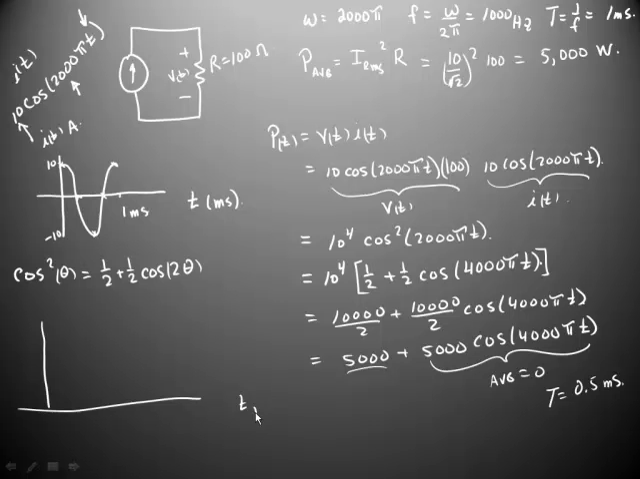Here's t in milliseconds. P of t in watts. Our peak value, 10 to the fourth. Our minimum value, 0. And that kind of makes sense if you think about it, because we really can't have the power in the resistor going negative, because that would tell us that the resistor is delivering power out to the rest of the circuit. And that's something that we really would rather not see.